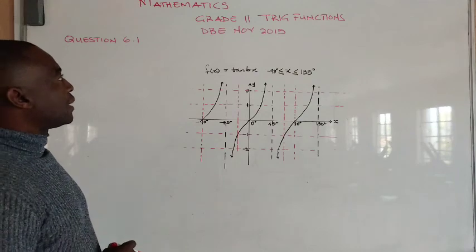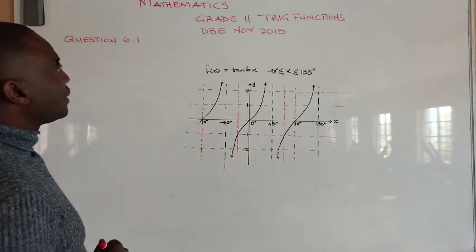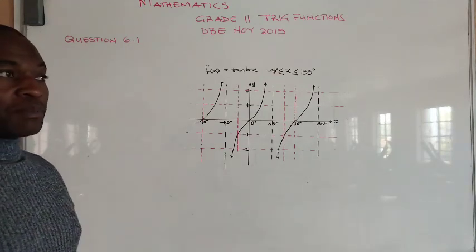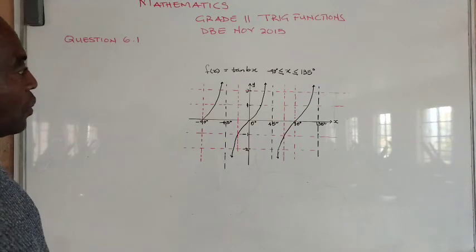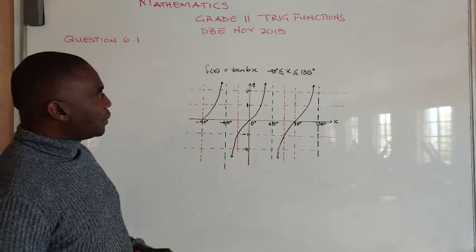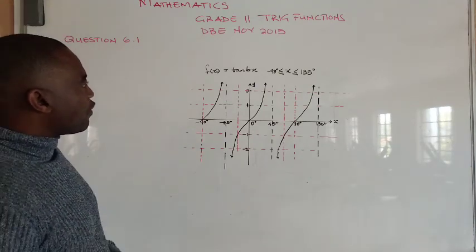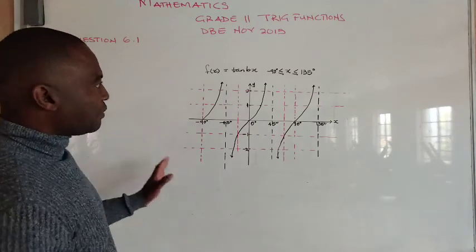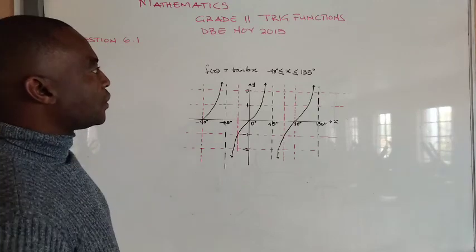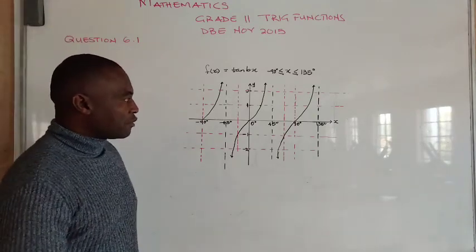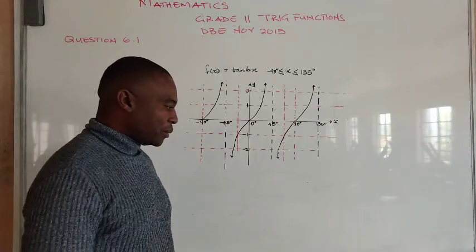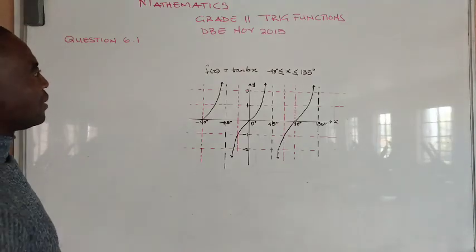So we are looking at DBE November 2015, grade 11, paper 2, question 6, and we will look at 6.1 at the moment. So here is the graph which we are given in 6.1, which is represented by f of x, which is tan bx, and it has been drawn in the domain of -90 to 135 degrees inclusive for the values of x. Alright, and then the first question we are being asked is to determine the value of b.